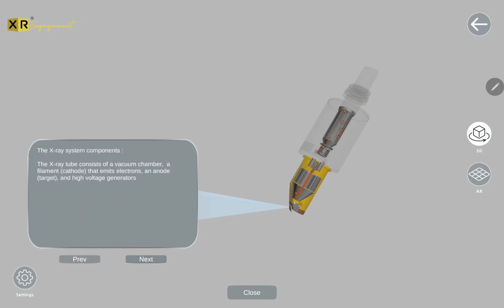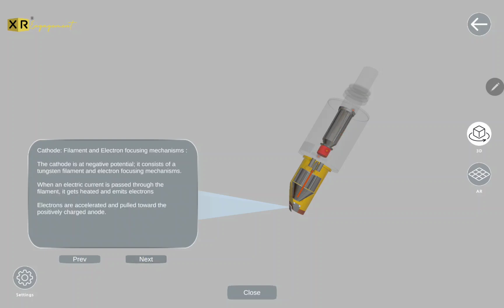The X-ray tube consists of a vacuum chamber, a filament, the cathode, that emits electrons, a target, the anode, and high-voltage generators. The cathode has negative potential. It consists of a tungsten filament and electron focusing mechanisms. When an electric current is passed through the filament, it gets heated and emits electrons. Electrons are accelerated and pulled toward the positively charged anode.